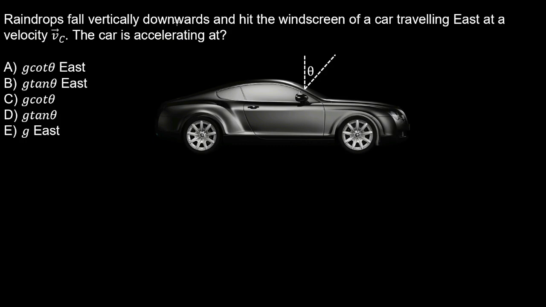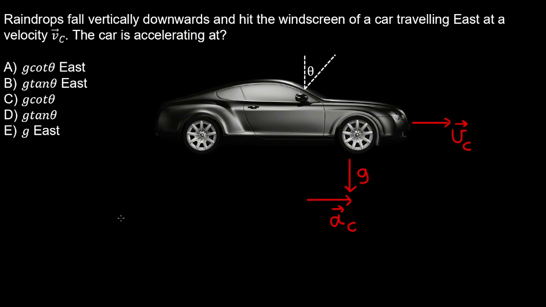Raindrops fall vertically and hit the windscreen of a car that's travelling east at some velocity VC. And what is the car accelerating at? So the car has some horizontal acceleration, and the raindrop is falling on the car under the influence of gravity. So it has an acceleration of g.